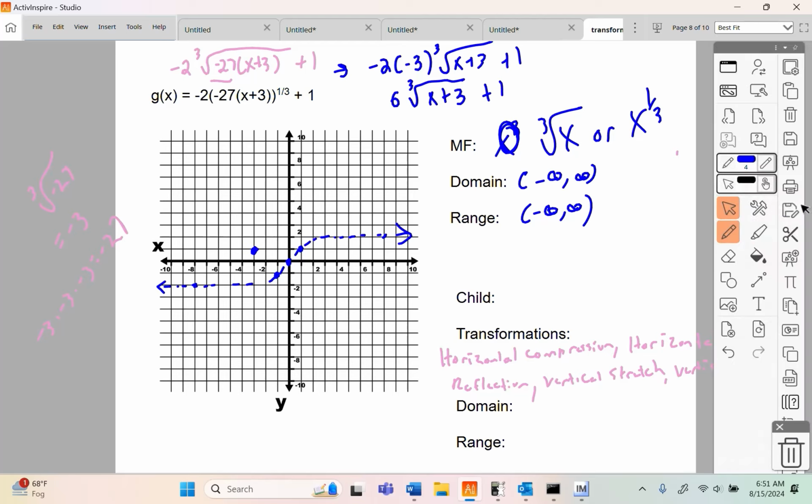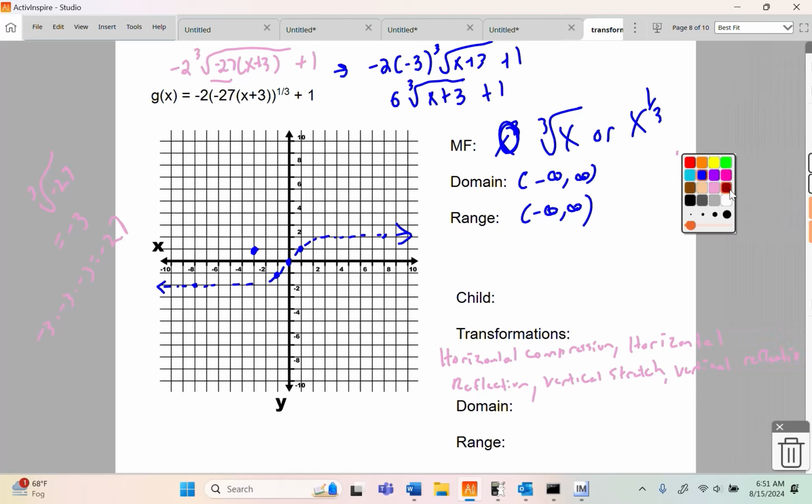And the child has an initial slope of 6. Remember? Initial slope. So we're going to rise 6, should take me to 7, and run 1. Conversely, we're going to fall 6 and run backwards 1. So the child got really tall, and it got really tall because it was horizontally compressed and vertically stretched. And the child's domain and range are still negative infinity to infinity.